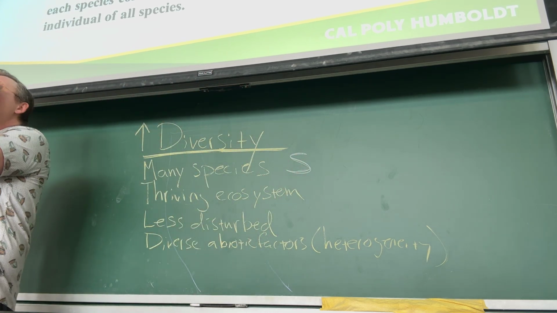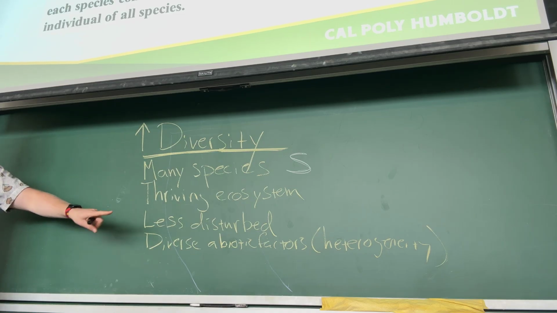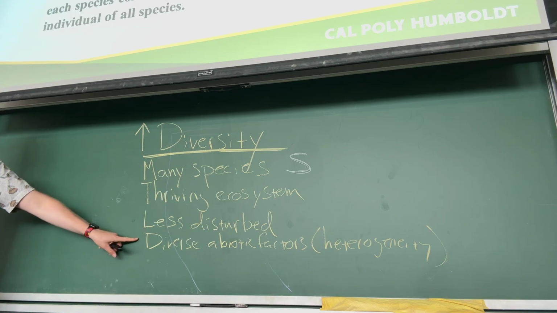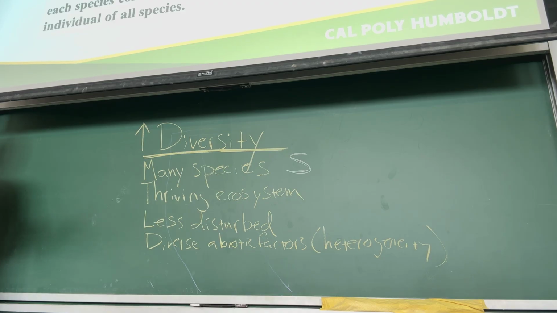All right? So we've got some other things. These are generalizations more about the benefits of a high diversity community. A high diversity community is a thriving ecosystem. It's usually a less disturbed ecosystem, and there are diverse abiotic factors. Now, these things are not always necessarily true, okay? Just because a community has high diversity, it could be overcrowded with species, right? There could be too many species with too much niche overlap, and none of them are actually at a very high abundance, and the community could have very low resilience, and it could be prone to collapse, all right?